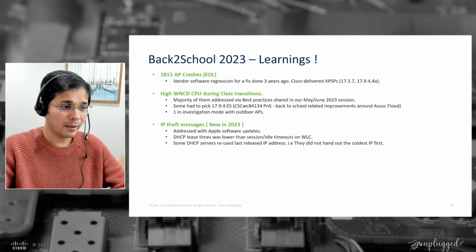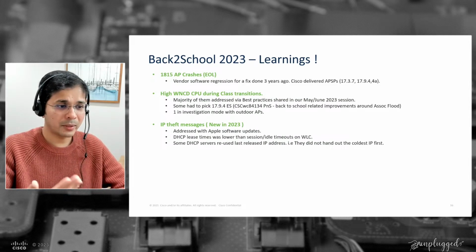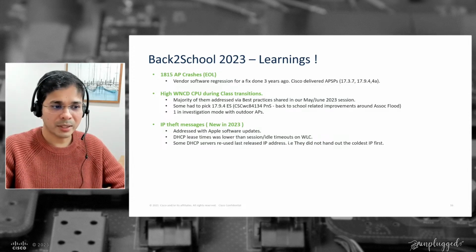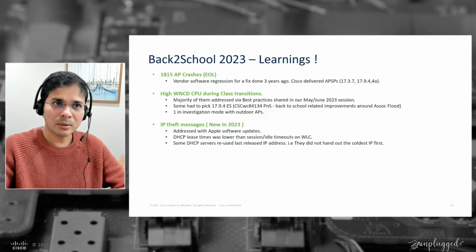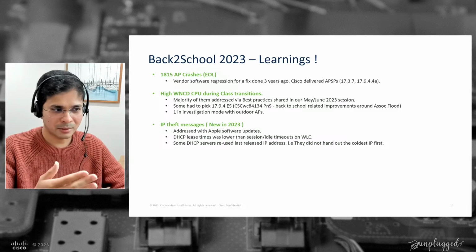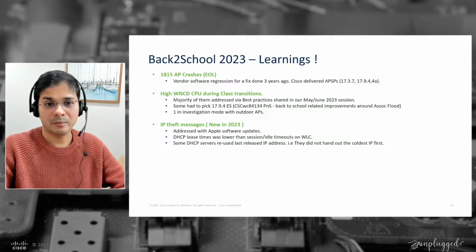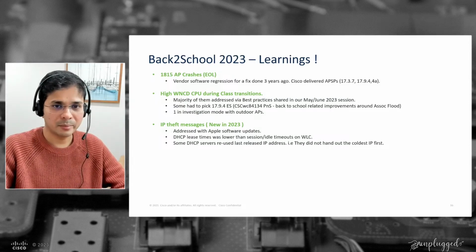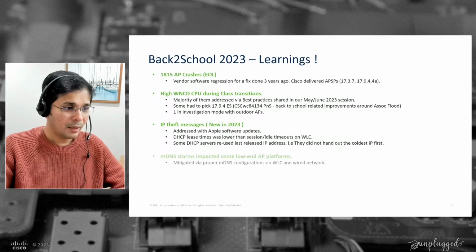But there were also situations where we learned some DHCP servers would reuse the last used IP address, instead of the oldest IP, so that also contributed towards some of these IP theft messages. But over the course, when iOS 17.1 or 2 came across from Apple, we saw this kind of trending downwards. So seems like we might have had some fixes around this from Apple as well.